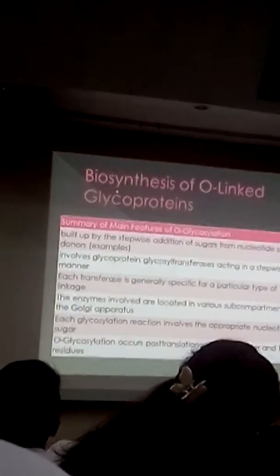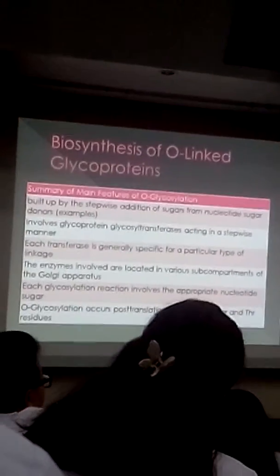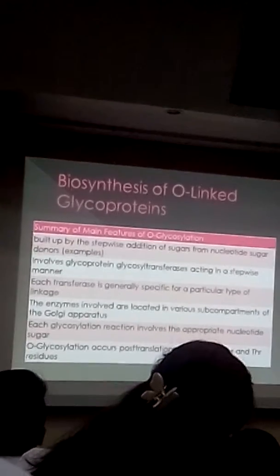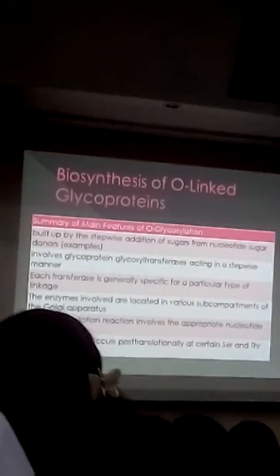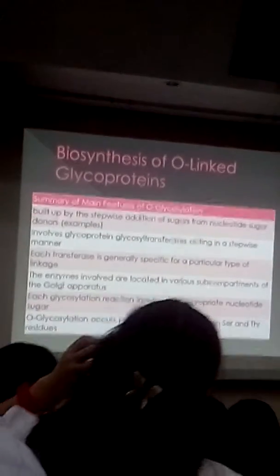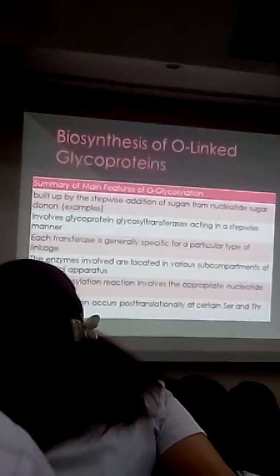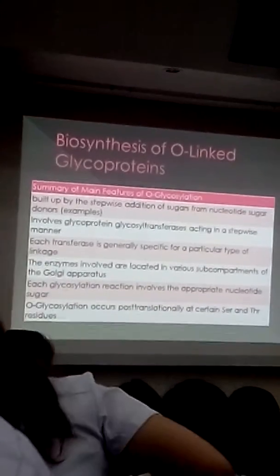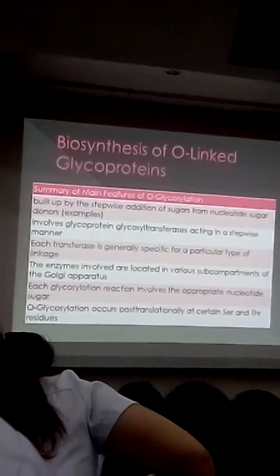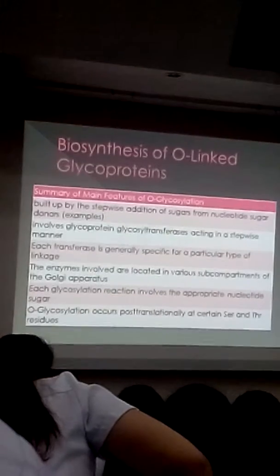Let's go to the biosynthesis of the O-linked glycoprotein. There's a biosynthesis step by step, but these are the common or the salient features of that process. So it says here that it's built up by stepwise addition of sugars from the nucleotide sugar donors, remember? What are the examples? For example, glucose. What's the donor for glucose? For GalNAc.